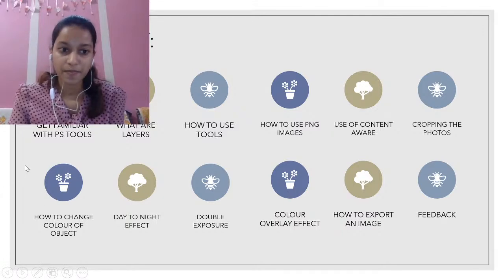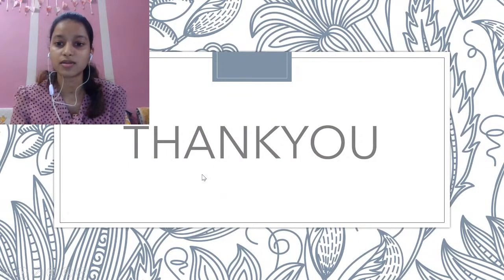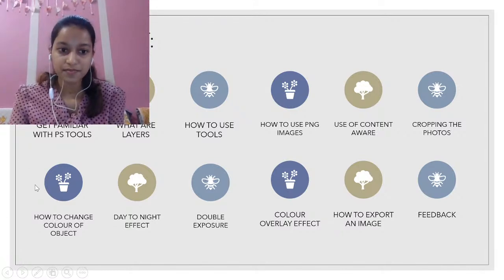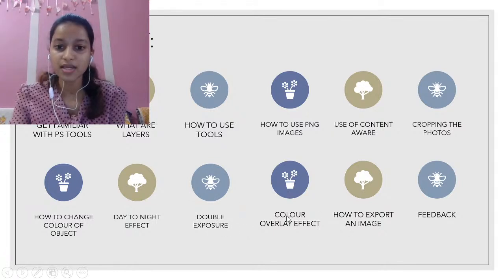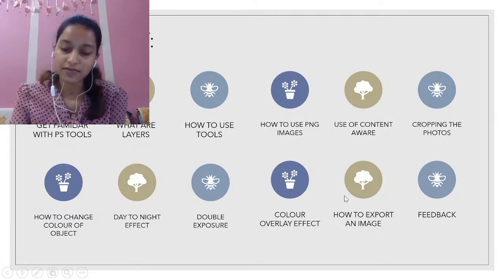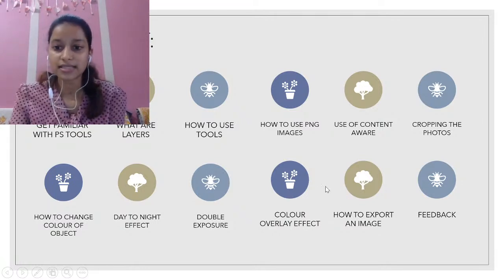In the second part, here are some examples I've set for you, because the above part is only theoretical. We have to apply this also to learn Photoshop very well. So this is how to change the color of an object. I'll show you how to convert a daylight image into a night image, then double exposure, a very trendy thing, then color overlay effect. After that, how to export an image, and then feedback.